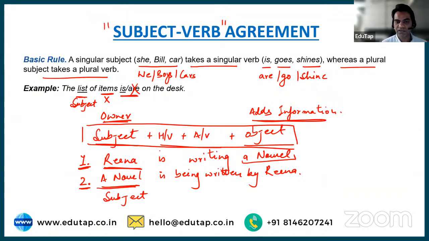So what you have learned up till now, number one, get into the habit of identifying the subject every time you read a sentence. It will reduce your mistakes by 50%. Second thing is the basic rule of subject verb agreement: a singular subject will always take a singular verb, whereas a plural subject will always take a plural verb. So guys, this was the basic of this topic. That is what you need to understand.